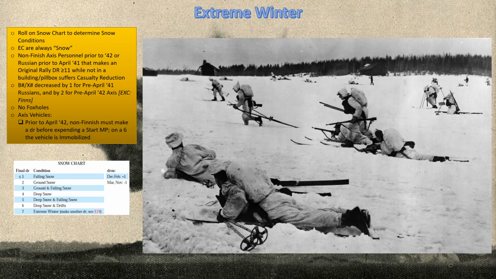And finally, with Axis vehicles, prior to April 42, any non-Finnish vehicle must make a die roll before expending a single start MP. And if you roll a 6 on that single die, then your vehicle is actually immobilized. So this roll is made before you expend any start MP, before you have to roll any breakdowns for red MPs, etc. You make this single die roll first, and if you roll a 6, your vehicle is going to become immobilized.